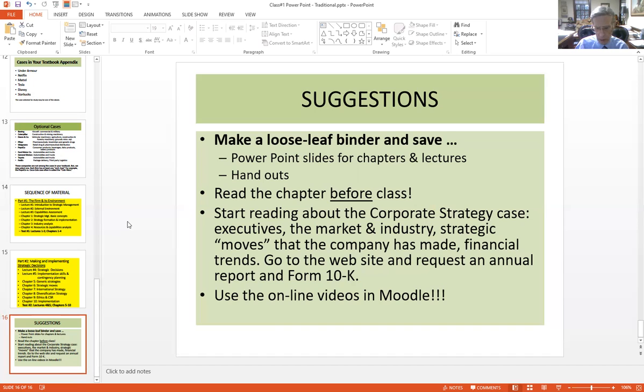So another suggestion would be to not wait to start learning about that company that we select. If it's one of those that is written up in the back of the book, read that case in the back of the book. Get in touch with the company. Ask for an annual report or a Form 10K. Learn more about the company by going to the internet and put that material in that last section of your 3-ring binder.